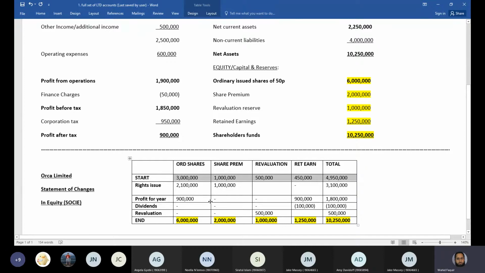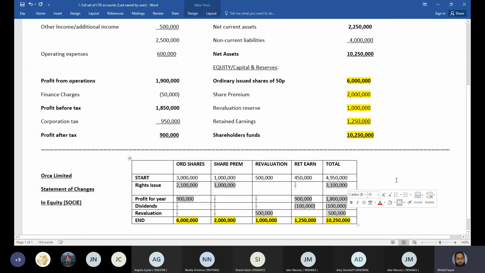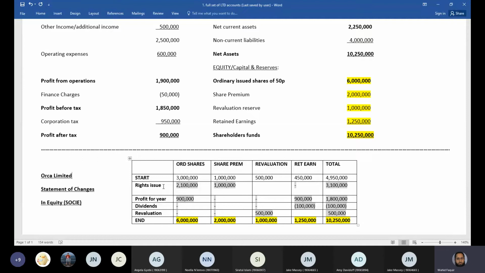Any figures in the middle, let's think of it as a sandwich, these are all the changes that took place during the year. Now, this is a very simple example, but let's just have a quick look. What took place? Right, well, rights issue, what does that mean? It means we sold shares to our existing shareholders. They had the right to buy shares. So we issued some shares, we raised capital.